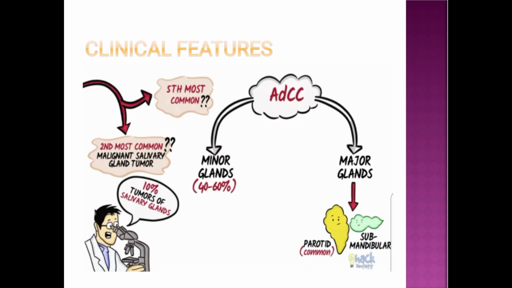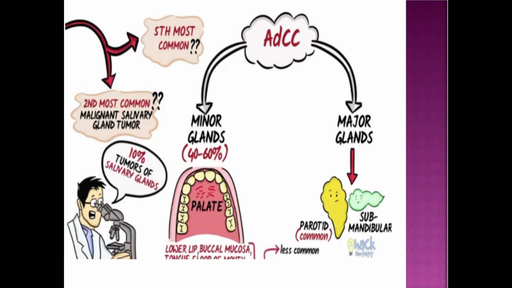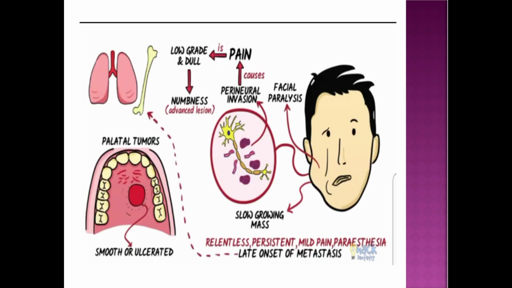Clinical features: it mainly involves the major salivary glands, then it involves the minor salivary glands. Again, it is shown on the palatal area. They are saying that the patient can have facial paralysis. Yes, it is a slow growing mass, smooth or ulcerative. It can be on the palatal area. It can have a dull, low grade pain and numbness, and also perineural invasion.